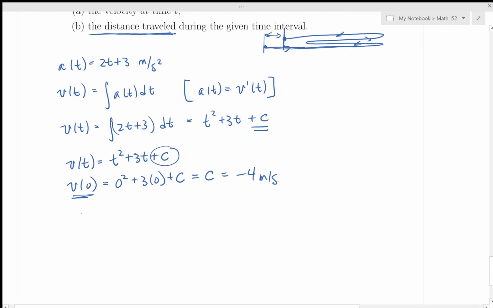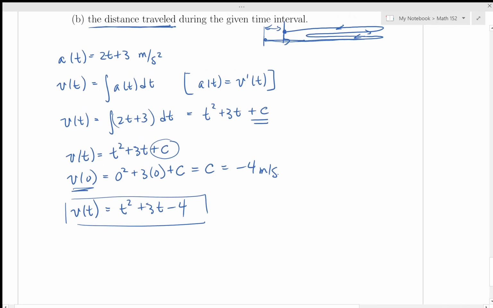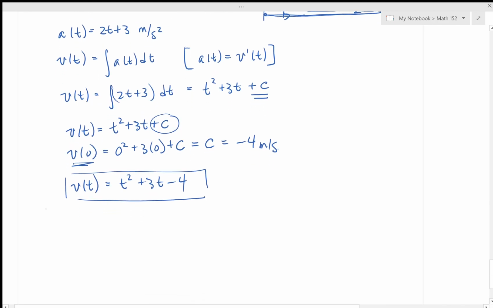So in this case, I have that v of t, the velocity at any time t, is t squared plus 3t minus 4. Okay, that's the answer to part A, the velocity at time t. Now, part B, the distance traveled. We're going to be extra cautious about this distance traveled. There's sort of two possibilities. There's the net change in distance, which from here on out we will call the displacement.